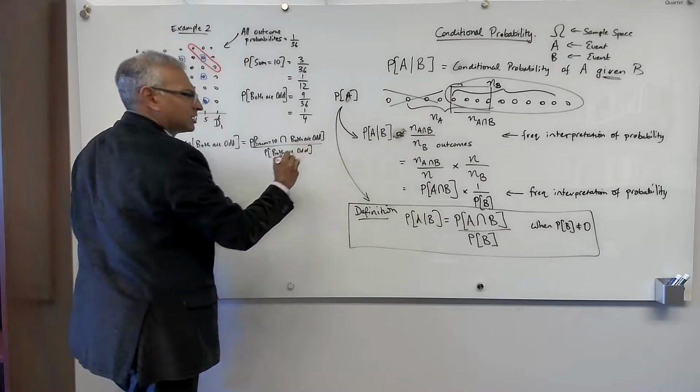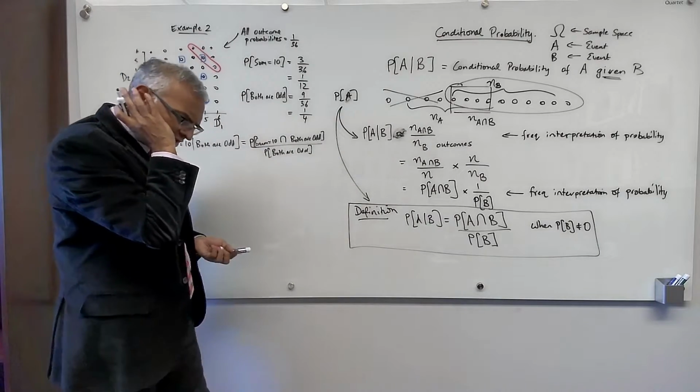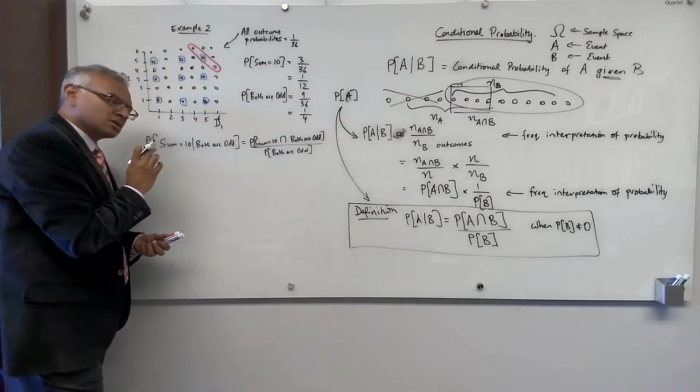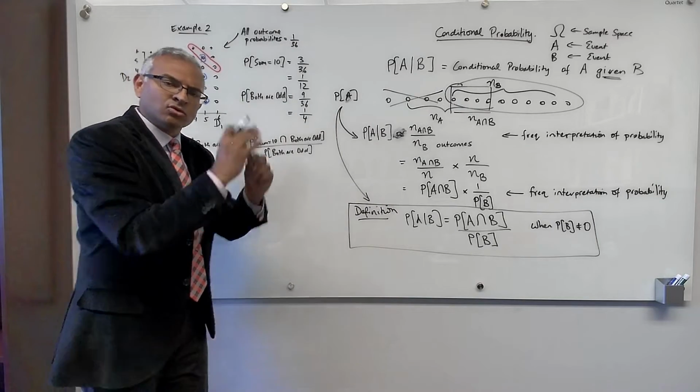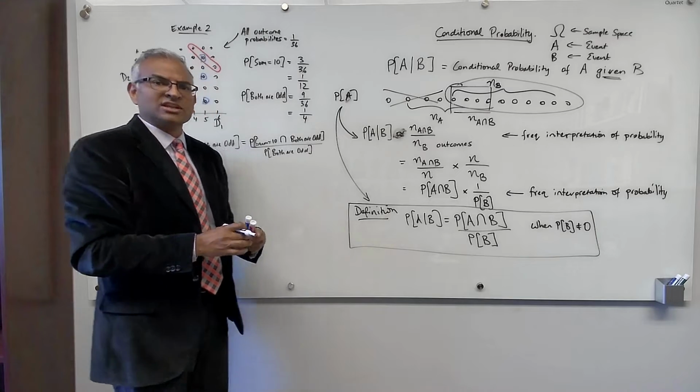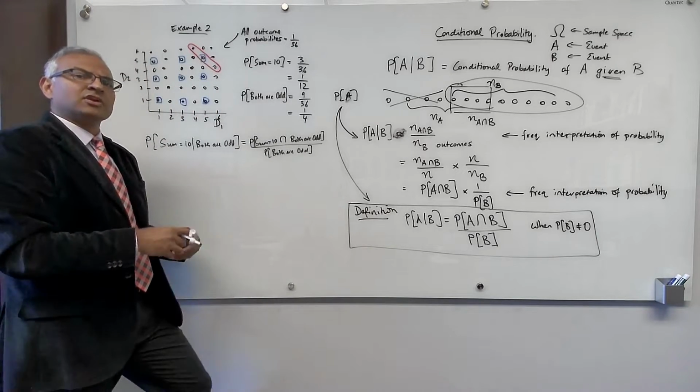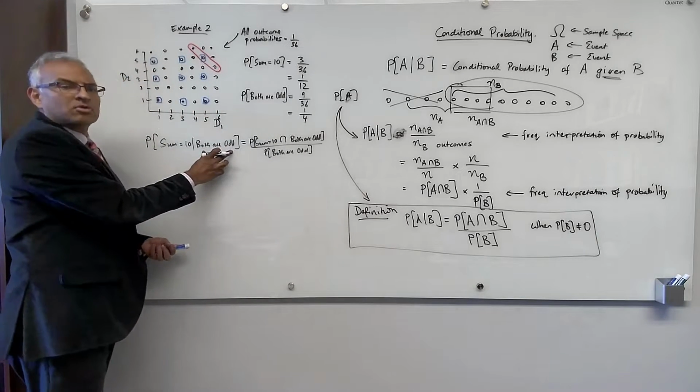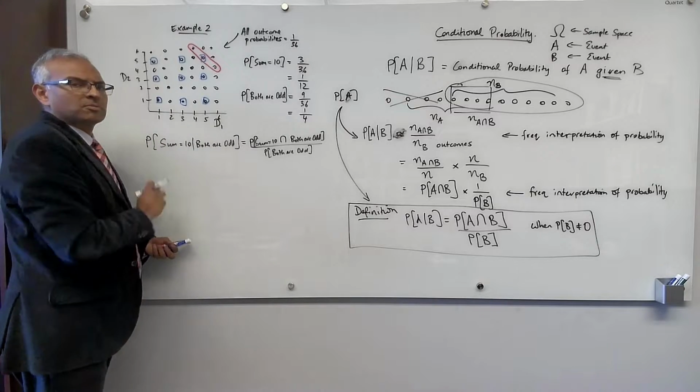So this is the mechanical approach. We derived it. It has a frequency interpretation: when you run this experiment and only focus on the situations where both are odd, because that's the information you're given, then the fraction of those outcomes where the sum is 10 will be this conditional probability.